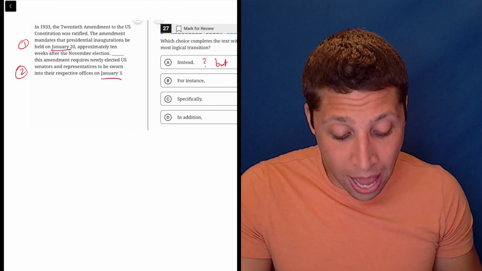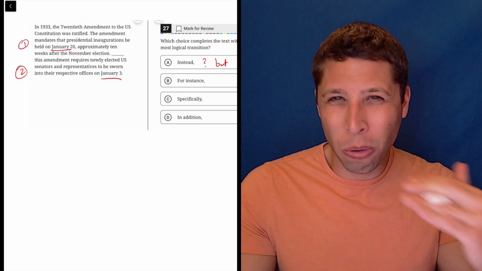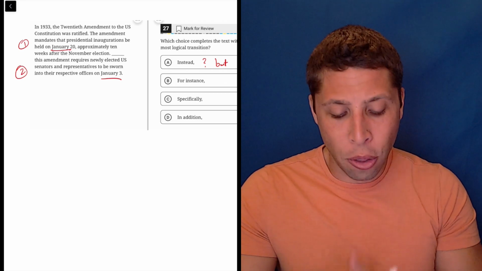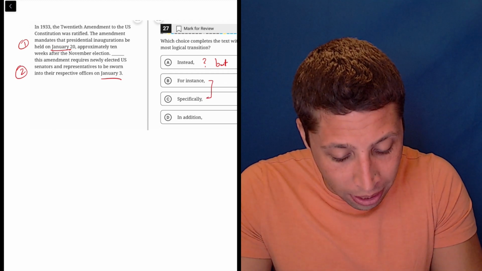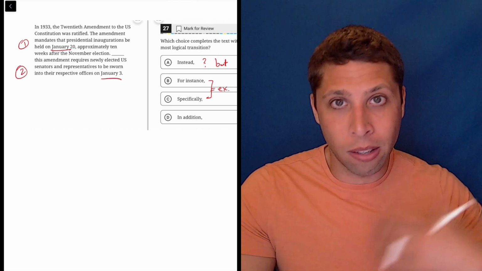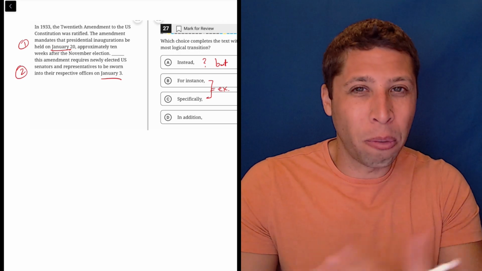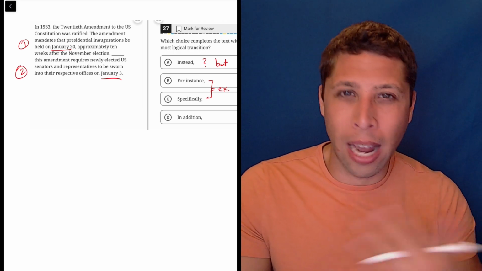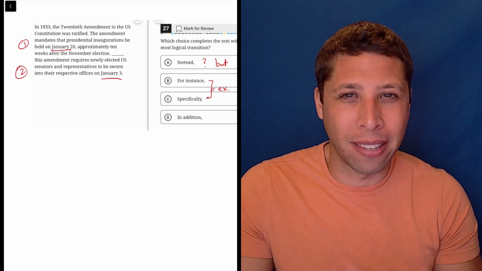Now, "for instance" and "specifically" don't really work because, as we said, these are two separate points, right? They're two things that the amendment does. They're not examples of each other. Plus, from a strategy standpoint, both of these are example words, right? For instance, for example, specifically, here's a specific example. So it's not good that they both mean the same thing, because if they do, then how would we know which one is right and which one is wrong? That's just not really how the SAT works.